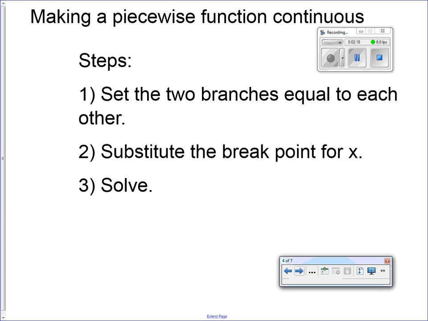So in the last one, you saw a function, and you were asked to see if it is continuous. Another type of problem you're going to see is you're going to have a function, and you're going to be asked to force it to be continuous. So it's going to work much the same way. You're going to set those 2 branches equal to each other. You're going to substitute the breakpoint, and then you're going to solve. So let's look at an example.